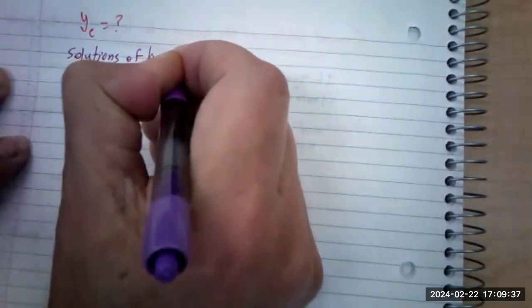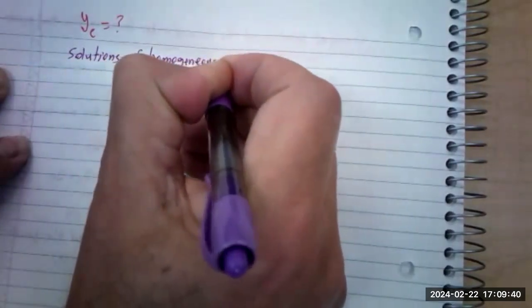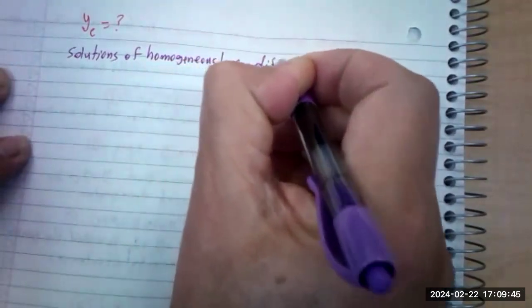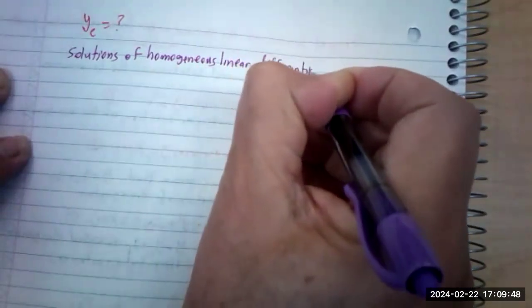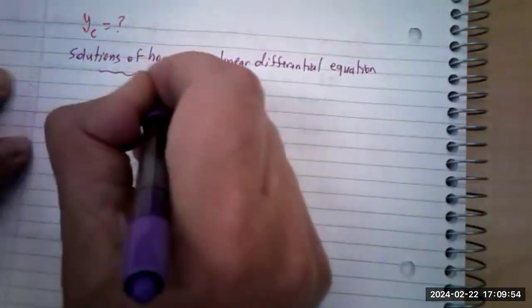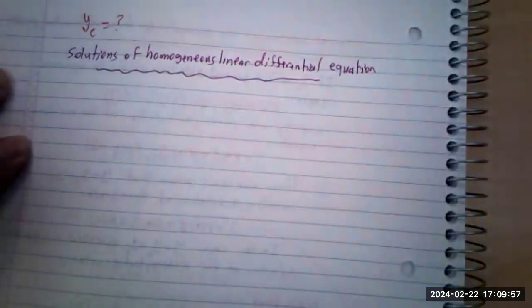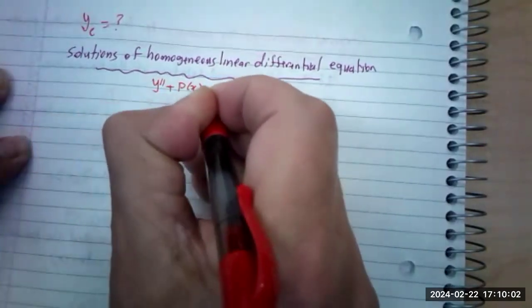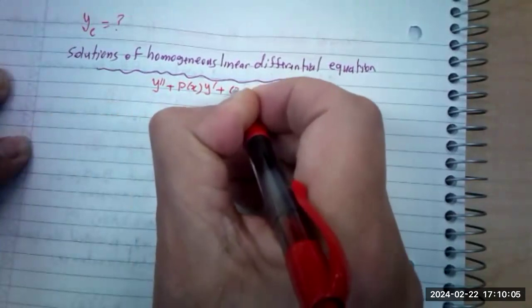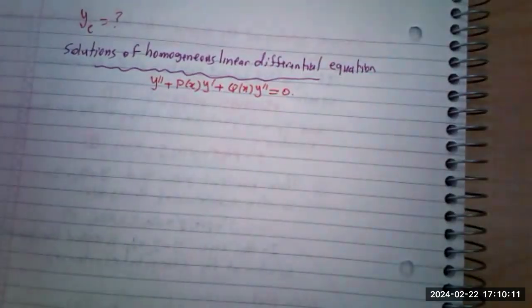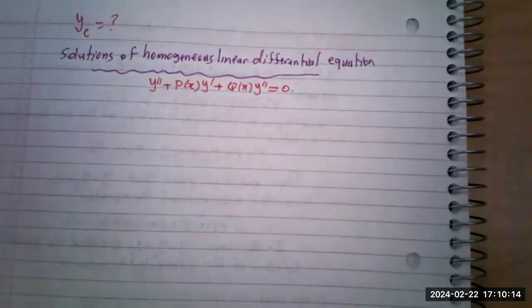homogeneous linear differential equation. This is the equation that I'm going to focus on. So we get y double prime plus p(x) y prime plus q(x) y equal to 0. We're going to investigate this, and then we go back and investigate yp.